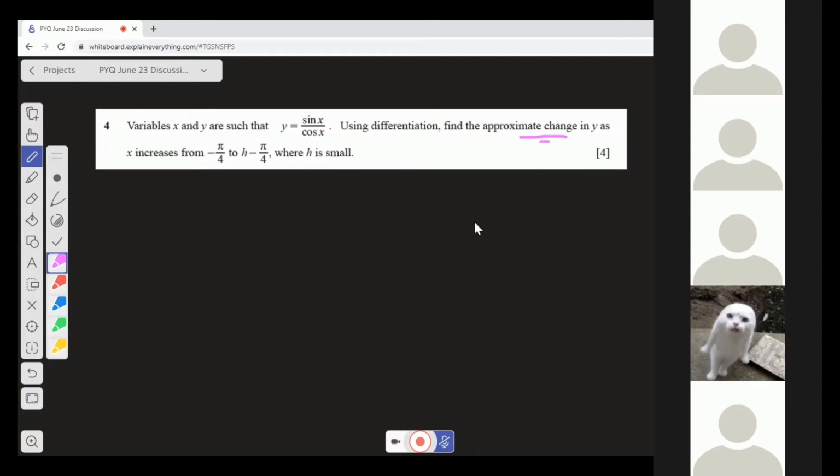yeah, what is it, Wanjang? dy/dx equals delta y over delta x. Yes, delta y over delta x is equal to dy/dx. May I know, Wanjang, what does delta y mean? The change in y. The change in y. So because they ask for the change in y, I bring the delta x to the opposite side. In this case, they say the x from negative pi over 4 is changed into h minus pi over 4.